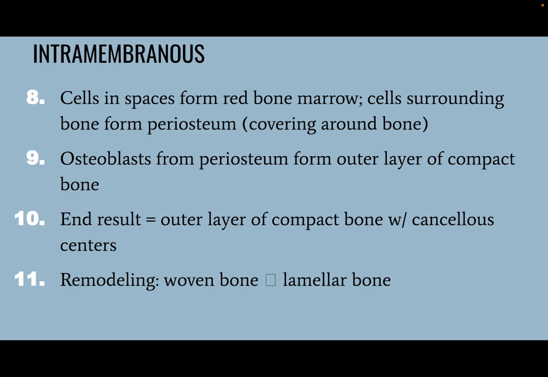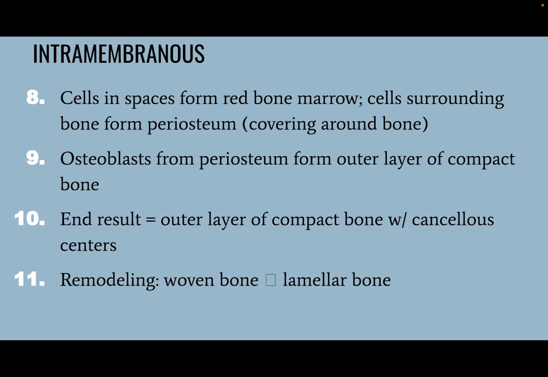We're starting to get bone marrow forming within those spaces, and we're also starting to form a periosteum, which is that outer covering of the bone. And remember, within that periosteum, I'm going to have some of those bone cells that help me to remodel or grow the bone. I then get osteoblasts from the periosteum, which help to form an outer layer of compact bone. So I had spongy bone on the inside. I'm now going to start to form the compact bone on the outside. And what do we end up with? We end up with an outer layer of compact bone with an inner layer of cancellous bone.